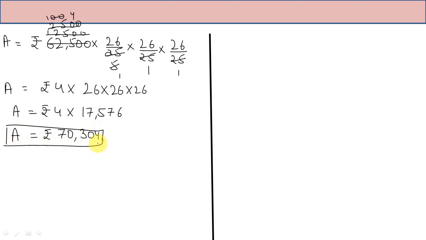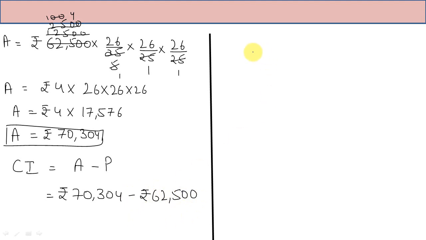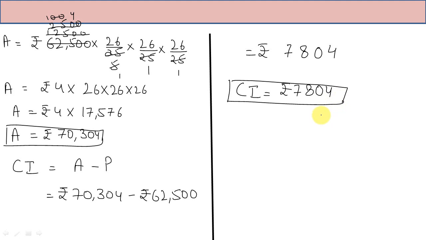So what is the formula for compound interest? Amount minus principal, which is rupees 70,304 minus rupees 62,500. So now let's subtract. So it will be 4, 0, 13 minus 5 is 8. It will be now 9, 9 minus 2 is 7. So the compound interest is equal to rupees 7,804. Is it clear? So let's write down the answer here.